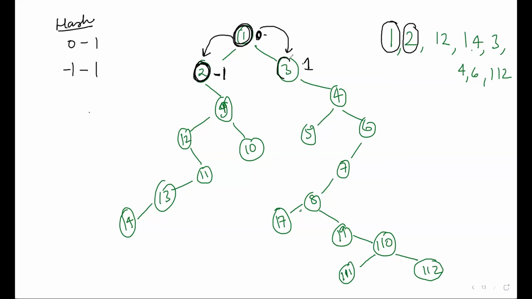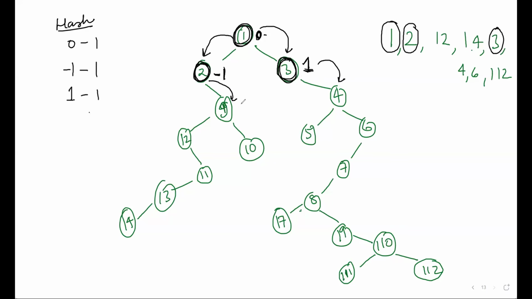Next, for this node 3, I'll check the same thing. Is this horizontal distance already used? Used in the sense I have printed a node at this distance. No, this is occurring for the very first time. So I'll mark it first, and then I'll print. Next, I go to their children.